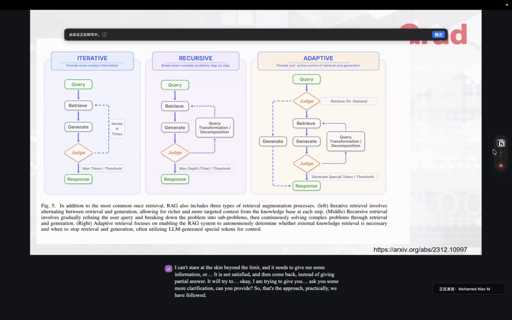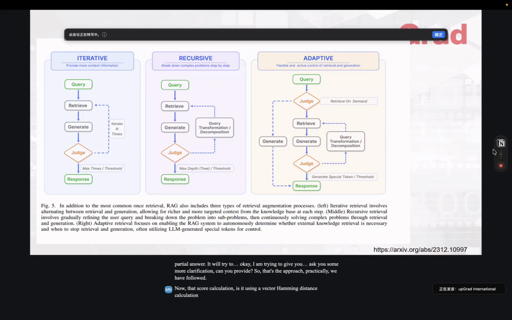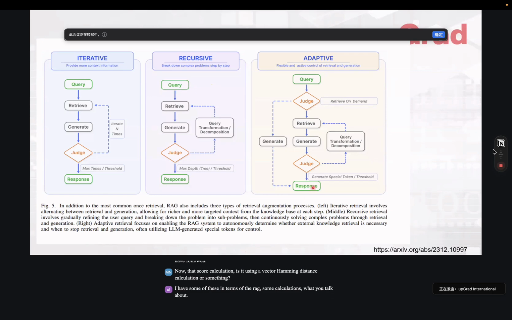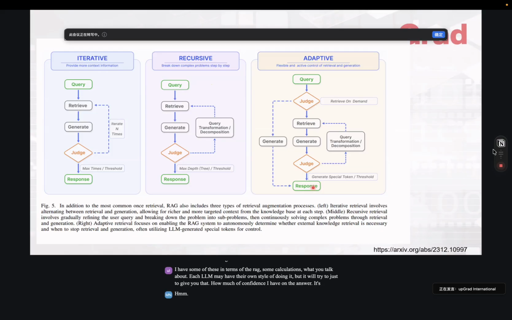Now, is that score calculation using a vector Hamming distance calculation? I have some of these in terms of RAG, the calculations you talk about. Each LLM may have its own style of doing it, but it tries to tell you how much confidence it has in the answer. It's not always 100% confidence; sometimes it may be only 50 and still give the answer. That is something we can control ourselves: if it is not confident beyond a certain limit, don't present the result. The LLM may tend to present it, but we can control that.